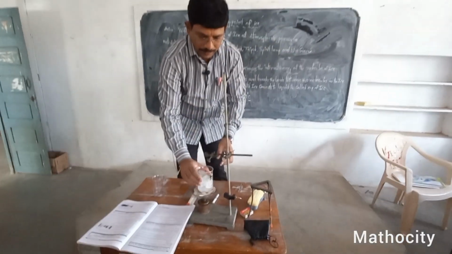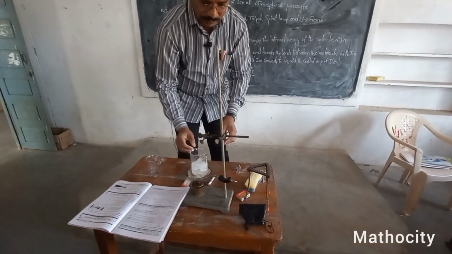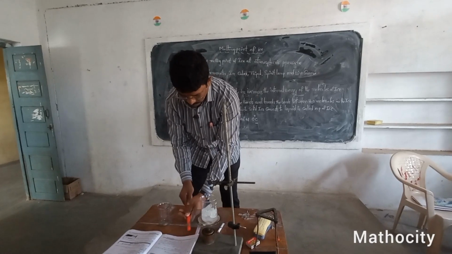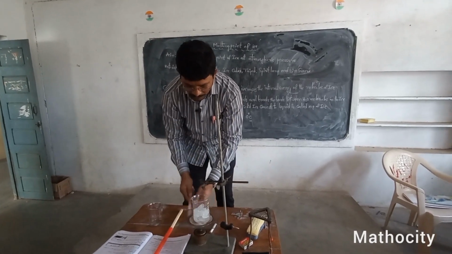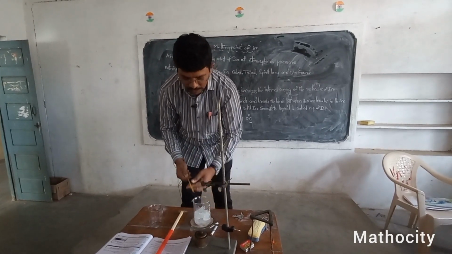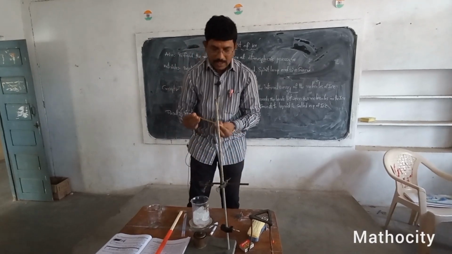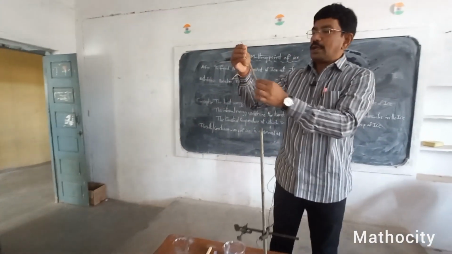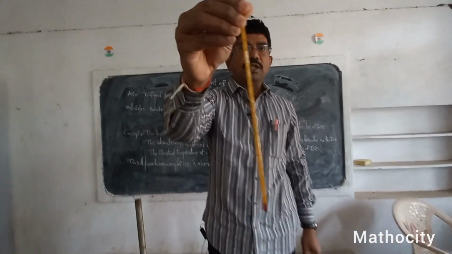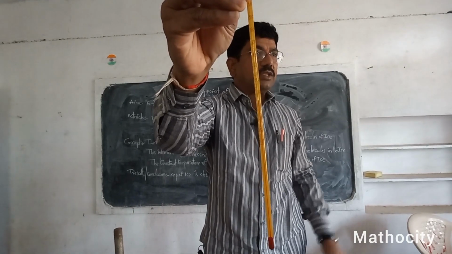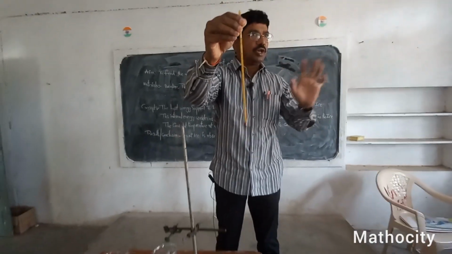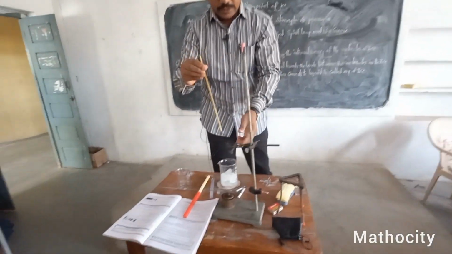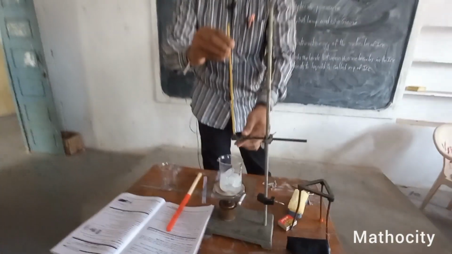Now, with the help of the laboratory thermometer, observe this. This is the laboratory thermometer. It is showing 25 degrees centigrade, which means the room temperature is 25 degrees centigrade. Now, I kept the thermometer inside the ice cubes.